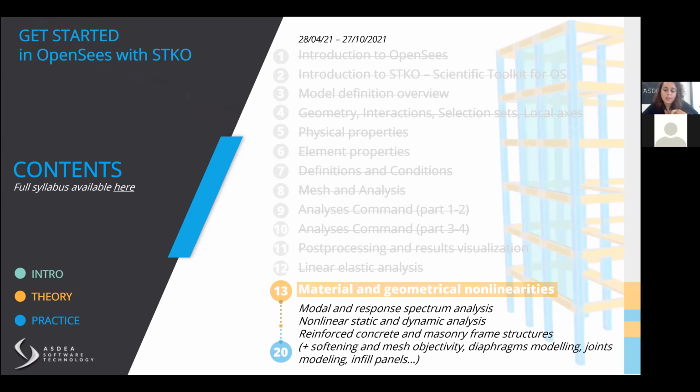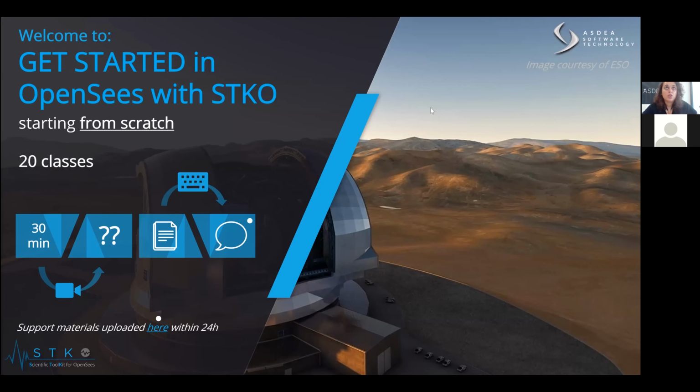We already went through a lot of topics. Today we talk about material and geometrical nonlinearities and how to include them in your OpenSees models with STKO, of course. This is the base that we want to use for next week's class, which is going to be about plasticity approaches, so distributed plasticity or lumped plasticity approaches, but we need to have a nonlinear material and nonlinear geometry to be able to model these kinds of approaches.